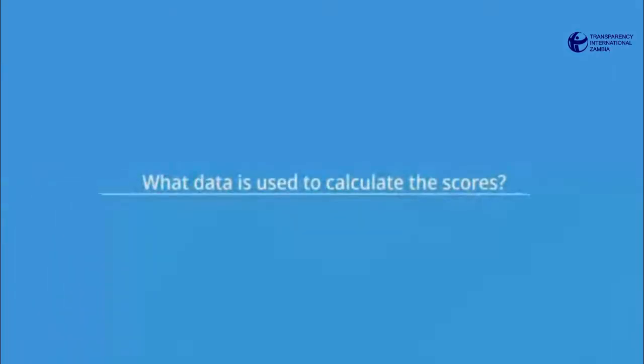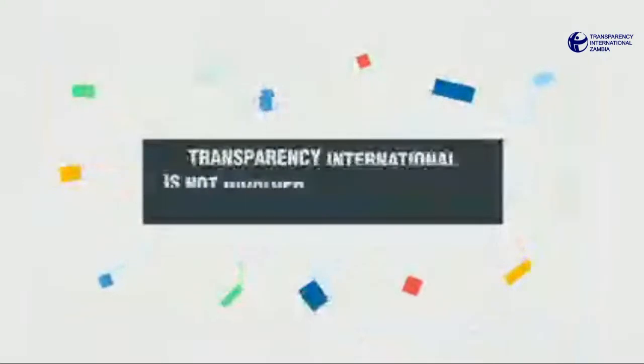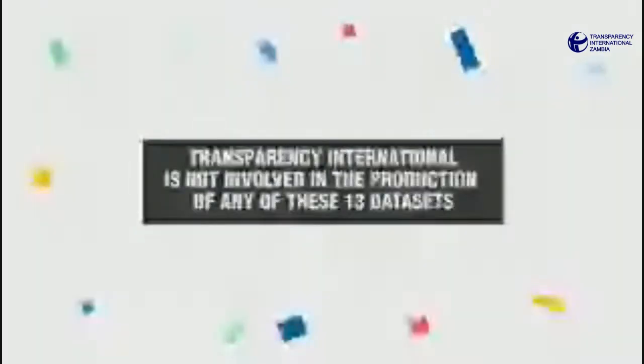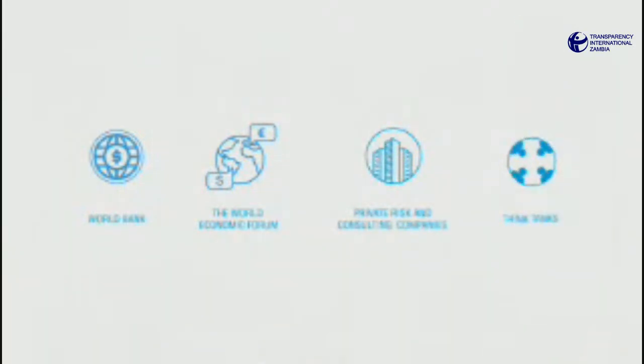We calculate the CPI using data from 13 different external sources. Transparency International is not involved in the production of any of these 13 datasets. The CPI includes data produced by the World Bank and the World Economic Forum, as well as by private risk and consulting companies and think tanks.